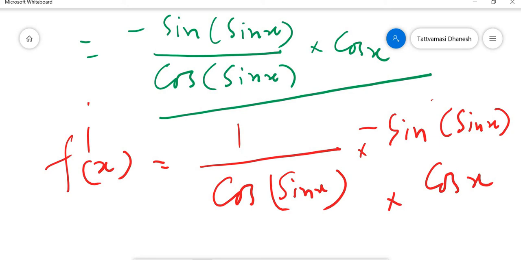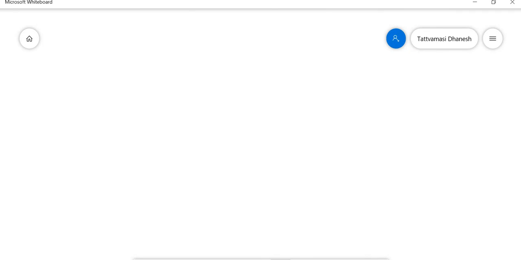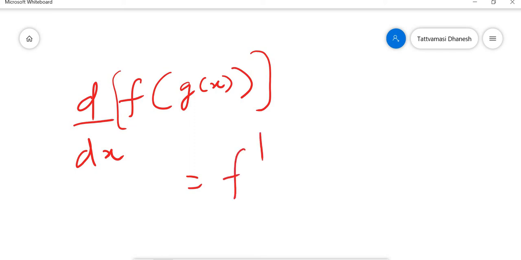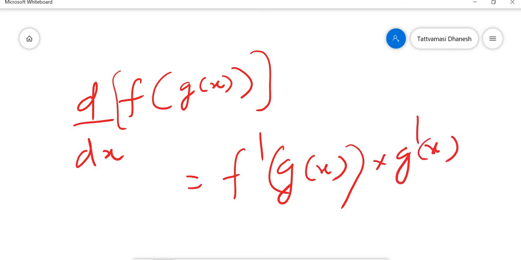So this is the concept behind the chain rule. The formula is what we discussed: when you take d by dx of a function of g of x, it would be f dash of g of x into g dash of x. This is what we were doing for all the functions.